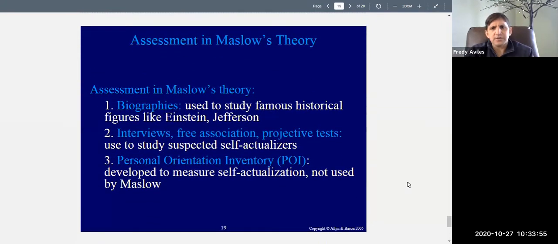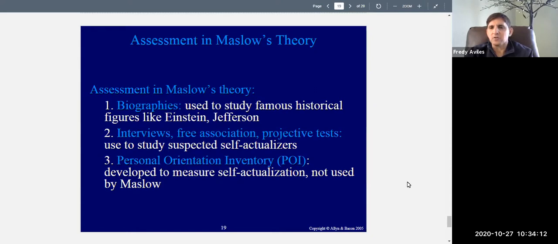That's it for Maslow's theory. Just a little bit more and we're done. Assessment when it comes to Maslow's theory. What did Maslow do to assess people and determine what they're like? He looked at biographies.